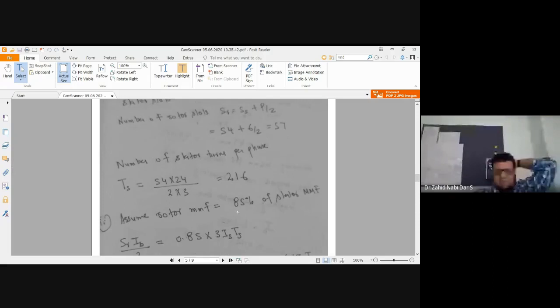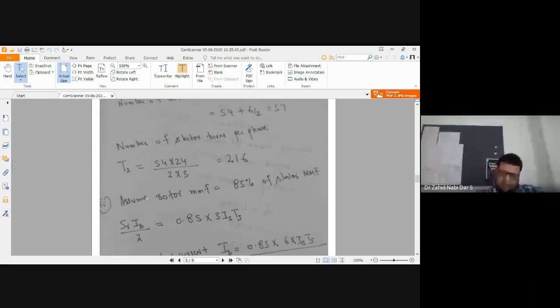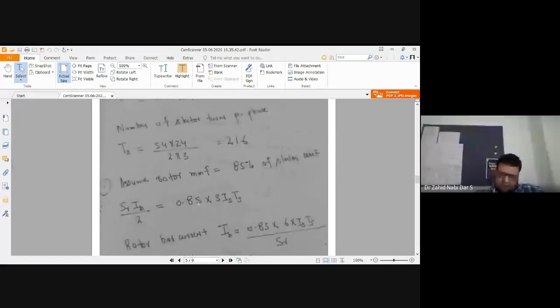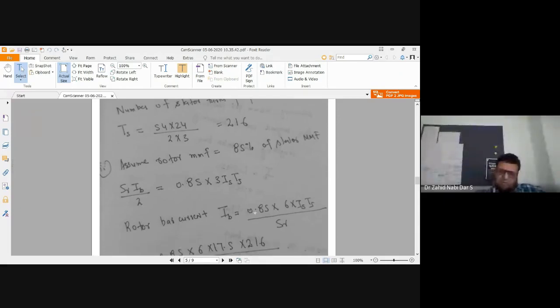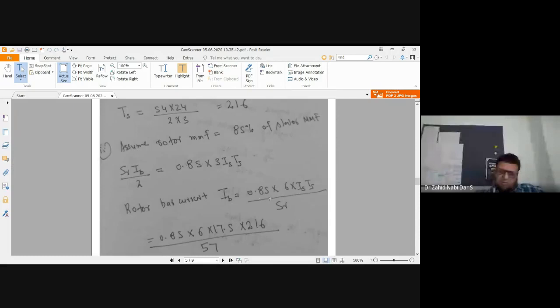Now, this assumption we have already used in the previous classes also. Assume the rotor MMF happens to be 85% of your stator MMF. So again this Sr into Ib by 2, which we have seen in the previous class, we can directly write is equal to 0.85 stator MMF. MMF is what? Ampere turns. Ampere is current, turns is your Ts. So you get the value of your rotor bar current. So the rotor bar current happens to be 0.85 into 6 Is Ts divided by your rotor slots, rotor conductors.